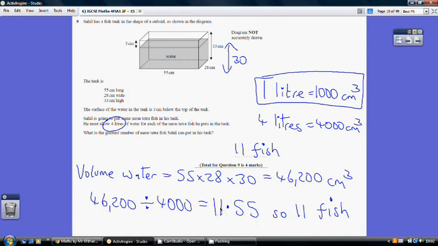Now be ever so careful here. The temptation is to round up, but we can't fit 12 fish into this and follow the rules. So even though this is bigger than 11.5, we have to round down and say our final answer is 11 fish.